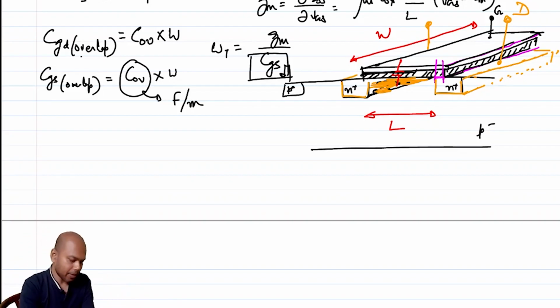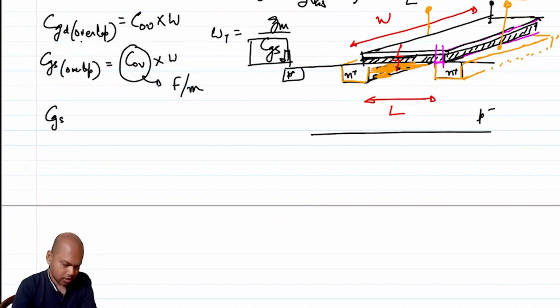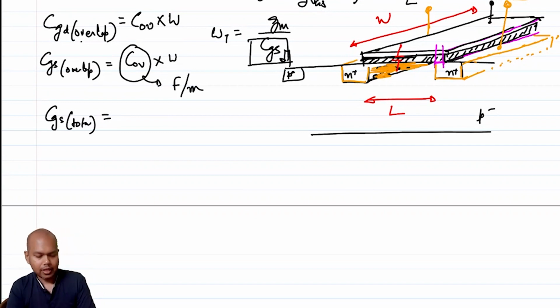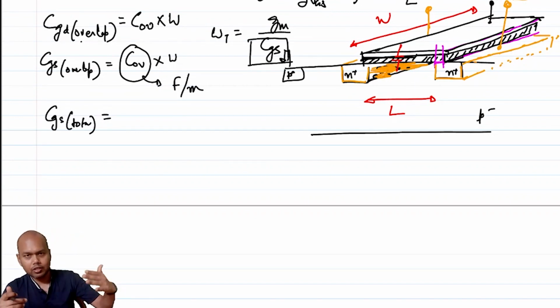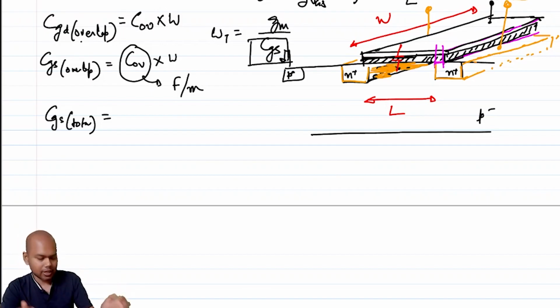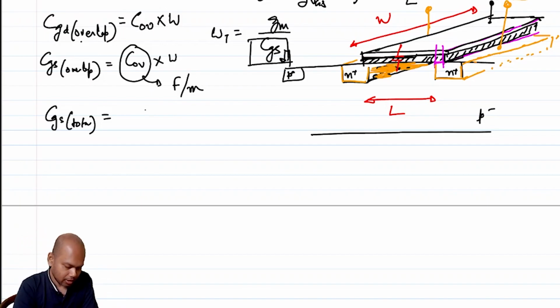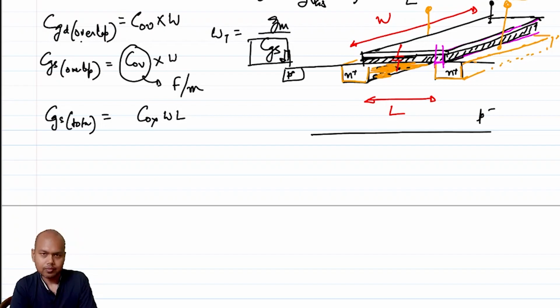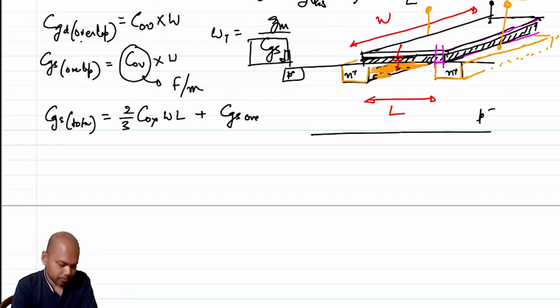So essentially the gate capacitance, the CGS total, is essentially the extra capacitance that you are getting because of this charge that has accumulated under the channel, which is nothing but, if it were a rectangular channel, it would have been Cox times W times L, right? But since it's not a rectangular channel, if I make a triangular approximation, this becomes 2/3, right, plus the CGS overlap.